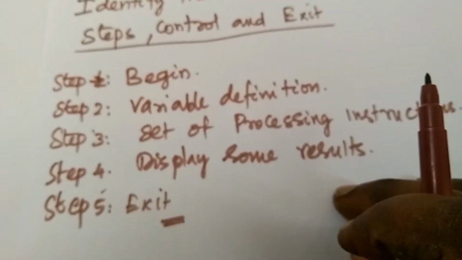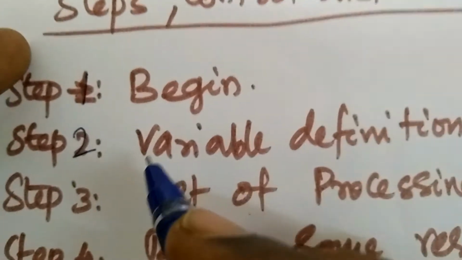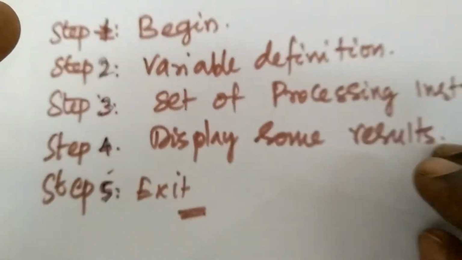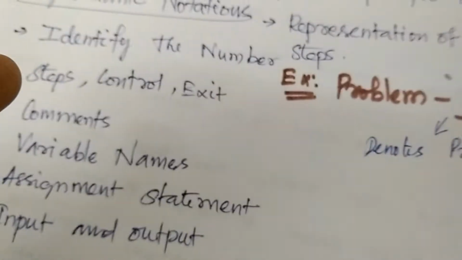So this is the definition for steps. How the steps are defined by the numbers: step number 1, step number 2, step number 3, step number 4 and 5. This is a simple example for the steps. Now I will give an example of algorithm steps for a particular program.